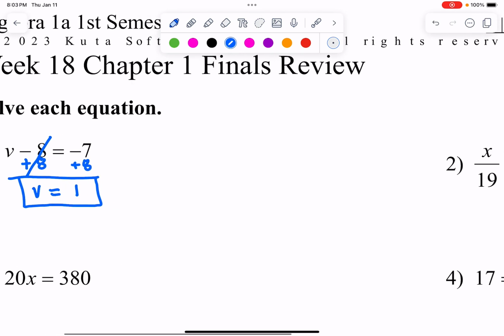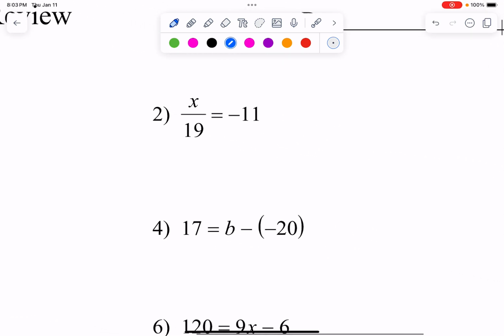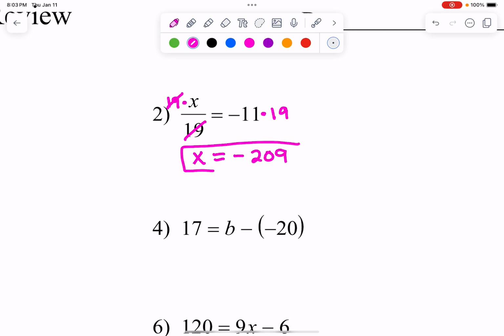We can do the same thing for number 2. Now we have x divided by 19 is equal to negative 11. The opposite of dividing is to multiply. So we're going to multiply both sides by 19 times by 19. 19 over 19 is going to cancel. And so we're left with x is equal to, let's plug this into our calculator, negative 11 times 19. And that'll give us a negative 209. So x is equal to negative 209.